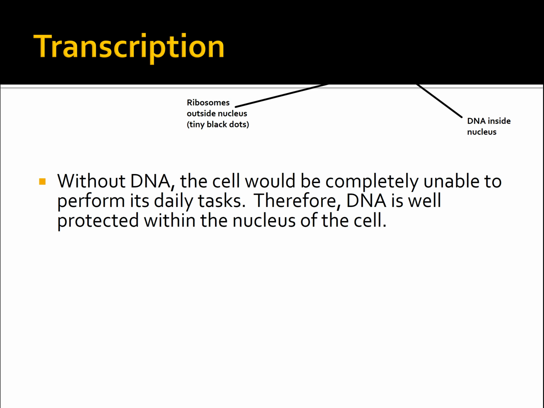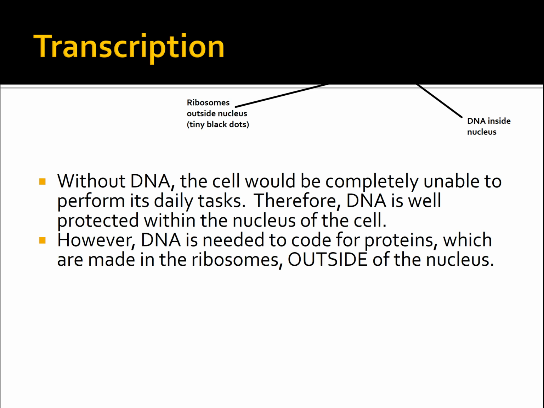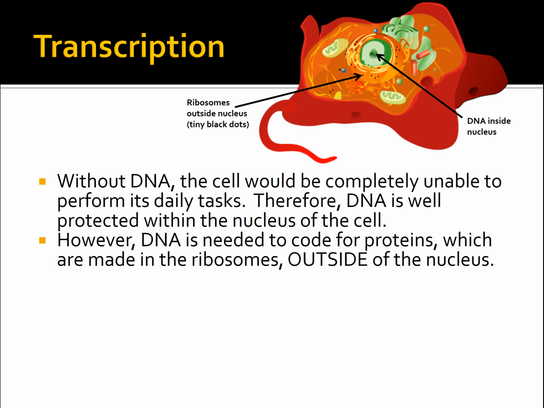Without DNA, the cell would be completely unable to perform its daily tasks. Therefore, DNA is well protected within the nucleus of the cell. So the DNA needs to remain in the nucleus, because if anything happens to it, there will be mutations, there will be errors, and all kinds of havoc will be wreaked on that cell. However, DNA is needed to code for proteins, which are made in the ribosomes outside of the nucleus.